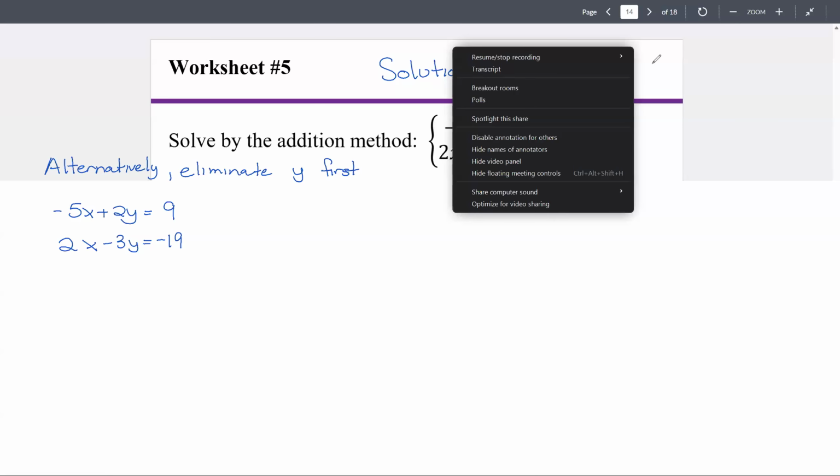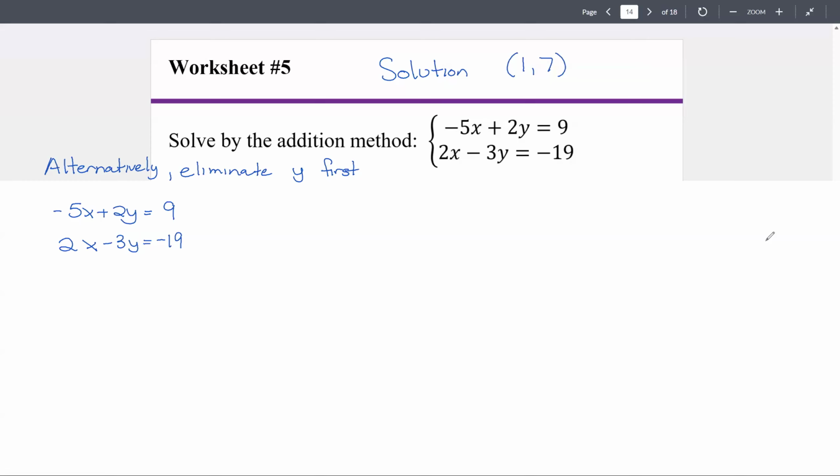So alternatively, instead of trying to eliminate x first, you could try to eliminate y first. So in that case, you see we have a 2y and a negative 3y. So if I multiply this by 3 and the bottom by 2, we'd end up with 3 times 2, so that's going to be a positive 6y, and a 2 times negative 3y. So we'd have a 6y minus a 6y. So when those add together, y would disappear.